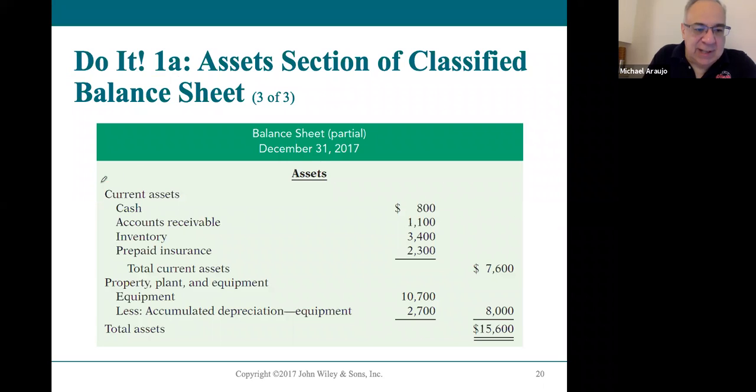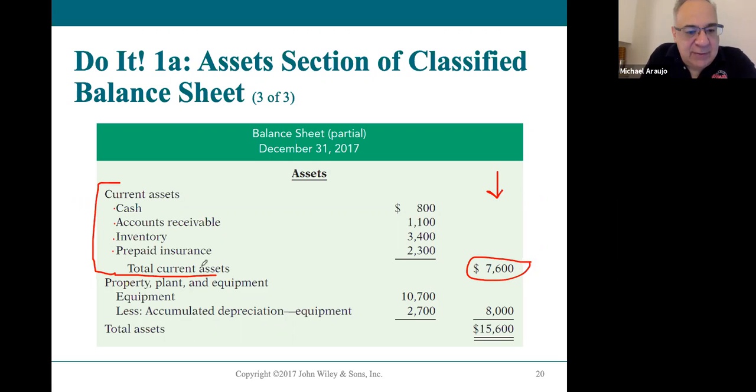And as you see, current assets are listed here in the order we talked about: cash, accounts receivable, inventory, and prepaid insurance. Notice too that once we do the current assets, we total them in the far right column of the sheet, showing the total current assets. That's a very important aspect of financial accounting. We total the current asset section and put it on the side.